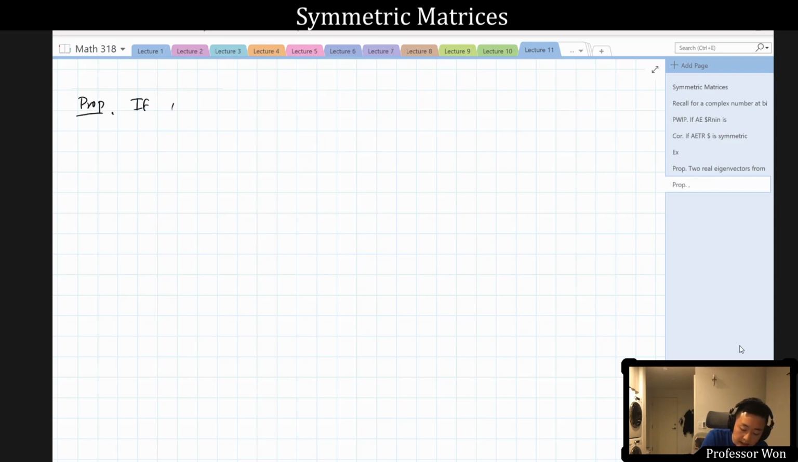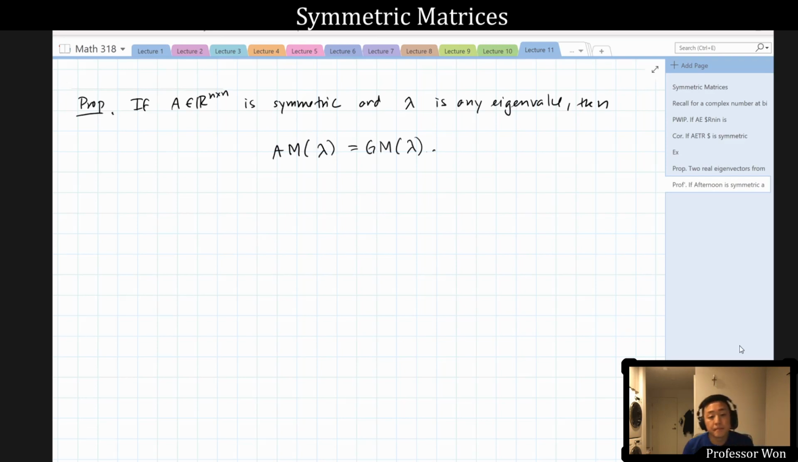If A is a real symmetric matrix, and lambda is any eigenvalue, then the algebraic multiplicity of lambda is equal to the geometric multiplicity of lambda. Corollary of this, of course, is that A is diagonalizable.